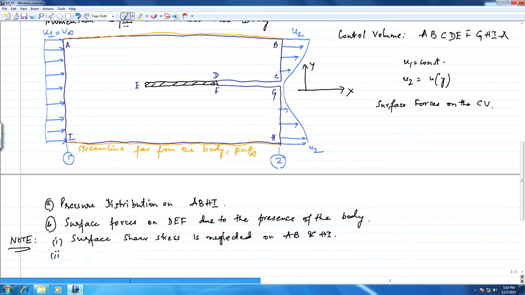The second thing is that the cuts that we have made in the control volume, CD and GF, are adjacent to each other.